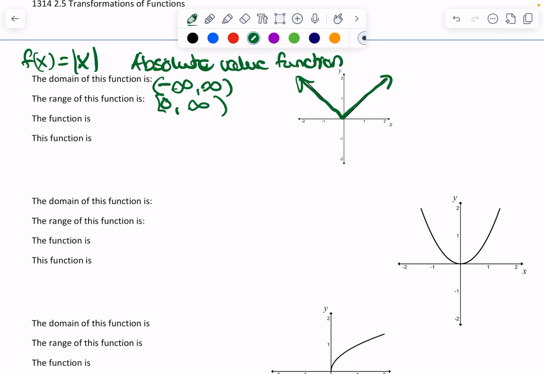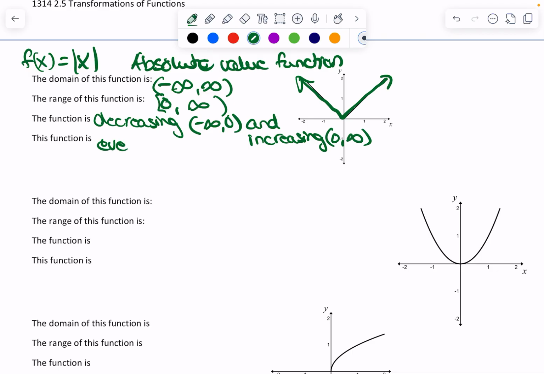The function is decreasing from negative infinity to 0. It goes down from left to right until 0, and increasing from 0 to infinity. And this function is even.